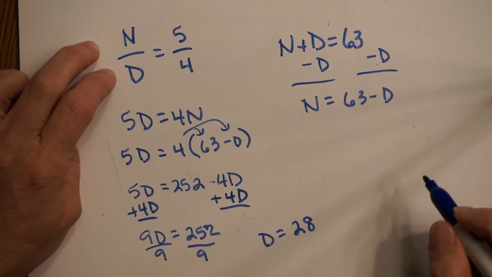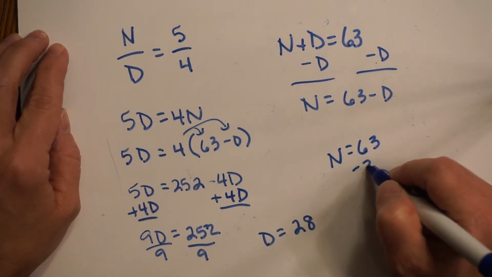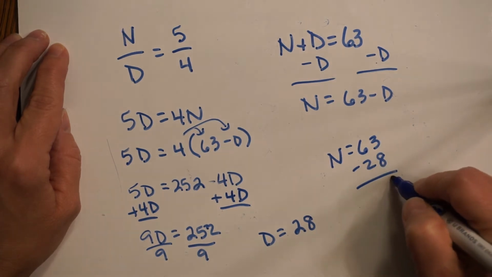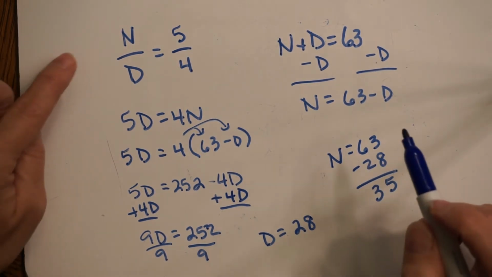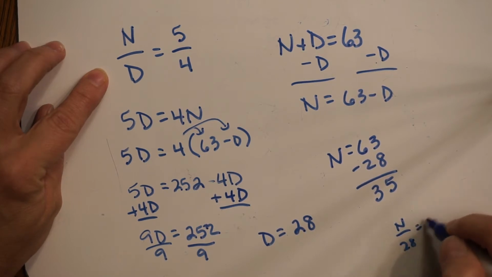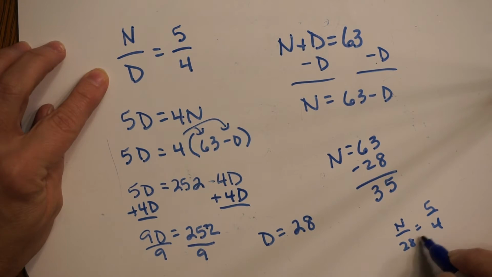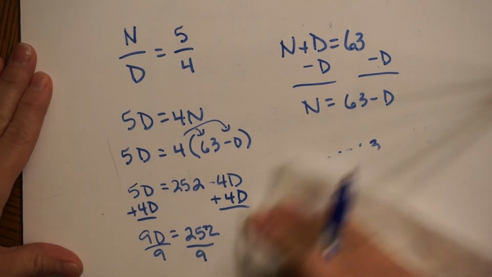So now we can solve for n. Actually, we can solve for n right here if we wanted to. n is equal to 63 minus d, which is 28. And we get 5 minus, so we get 35. Or we could have put it in here, and then we would have had n over 28 equals 5 over 4. And we could see that we multiplied this by 7, so we would multiply that by 7, and again, n would be equal to 35. But we get the same answer either way. Okay, so go ahead and stop the video. Try and do the practice on your own, and then come back and check your answers.